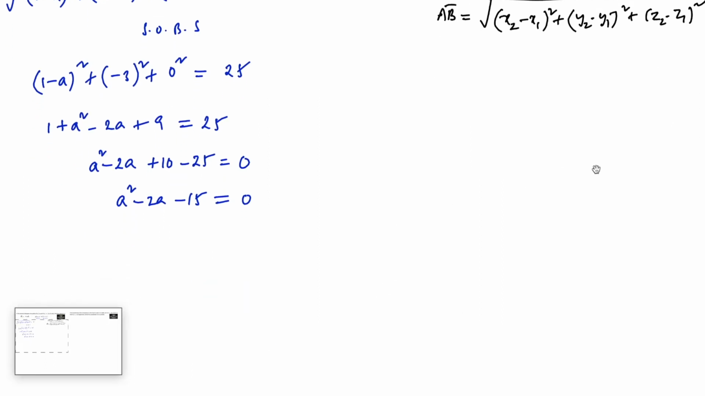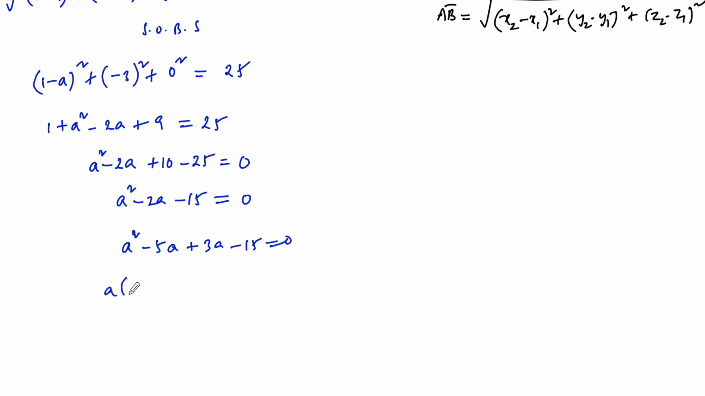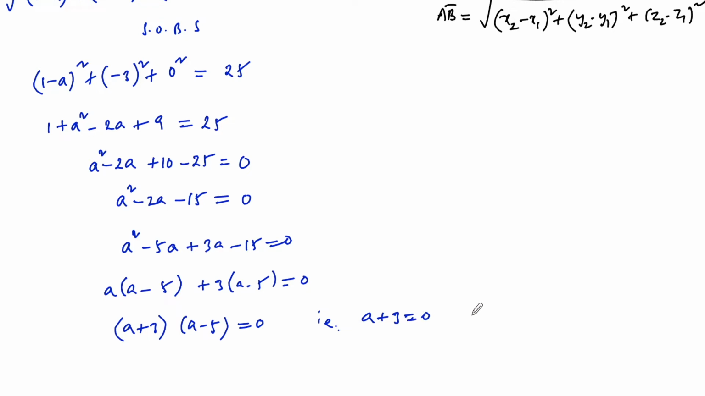So we can factorize it now. a² - 5a + 3a - 15 = 0. Taking a common, a(a - 5) + 3(a - 5) = 0. So we have (a + 3)(a - 5) = 0, that is a + 3 = 0 or a - 5 = 0. So a = -3 or a = 5. These are the two values, either -3 or 5.